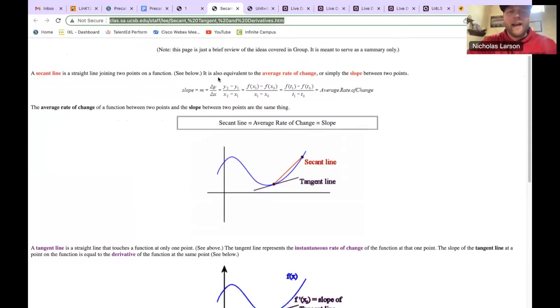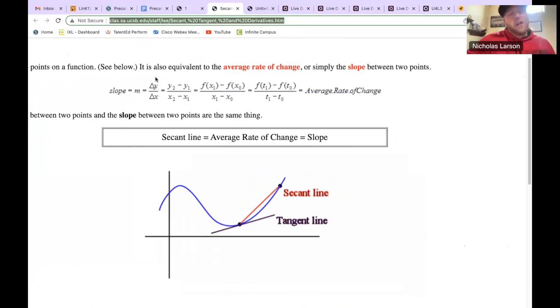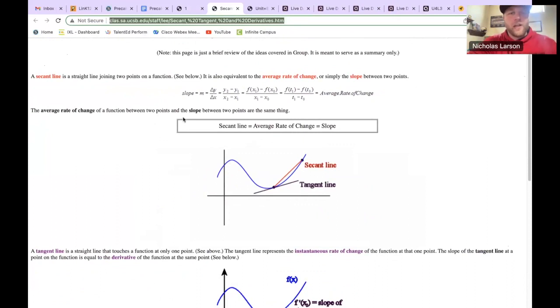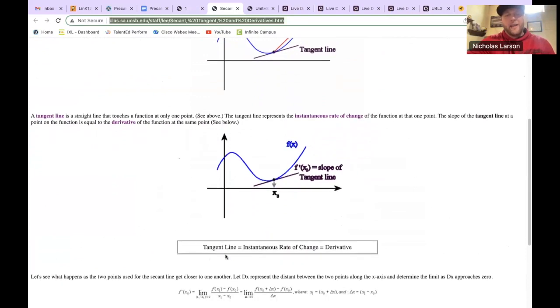We can also think about secant as the average rate of change, or simply the slope. We've talked about slope for years. There are lots of ways to calculate the change in y over the change in x, y2 minus y1, looking at functions, taking the y outputs and the x outputs. Lots of different ways to think about the same idea, which is slope. So the average rate of change of a function between 2 points and the slope between 2 points are the same thing. Like we said, a tangent only touches once, and this is called the instantaneous rate of change. The slope of the tangent line at the point of the function is equal to the derivative of the function. So tangent line equals instantaneous rate of change, which equals the derivative.